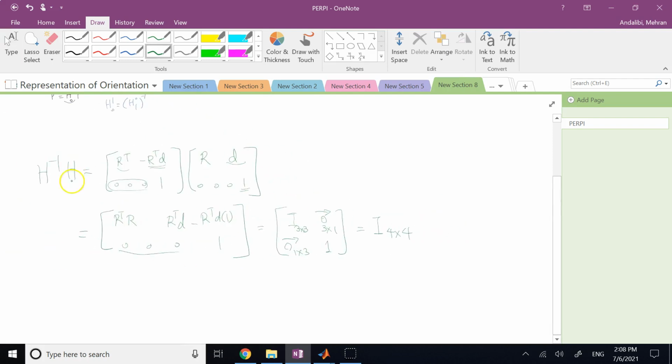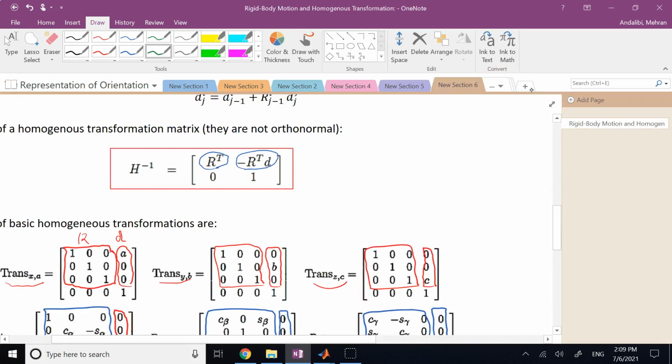And you can show that if you reverse the order, the result is still going to be I. And you know when the product of left and right of two matrices is I, those two matrices are what? Inverses of each other, okay? So if you want to invert your homogeneous transformation, the R portion of it will be transposed, no problem. But the D part of it, you have to negate it and multiply it by the R transpose to invert it back.